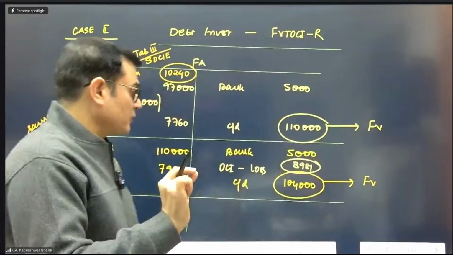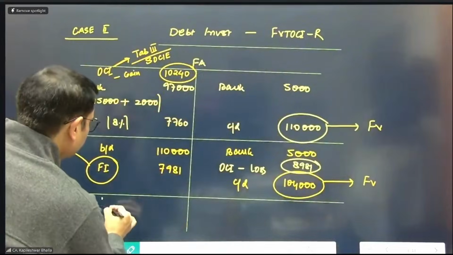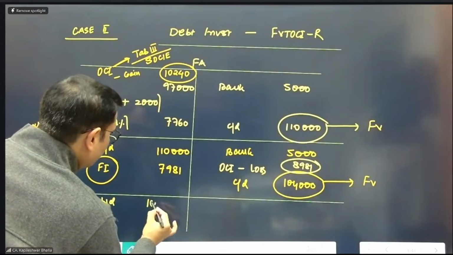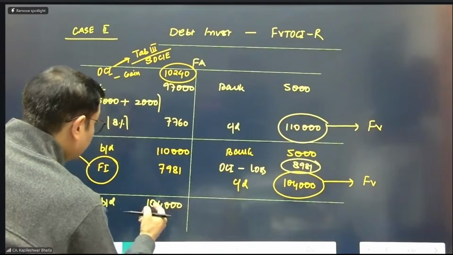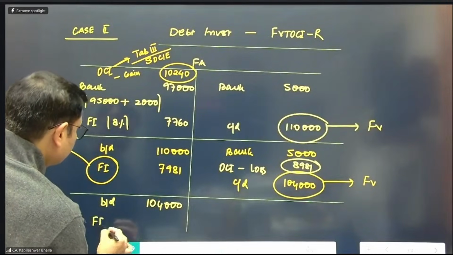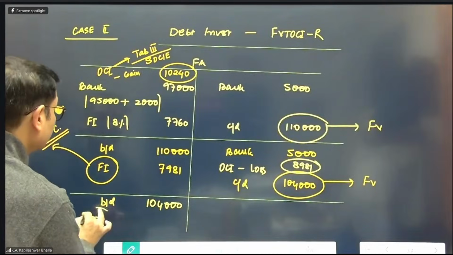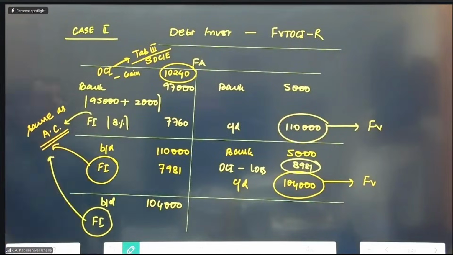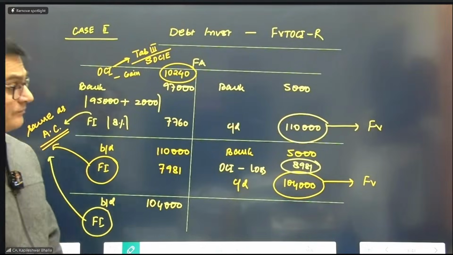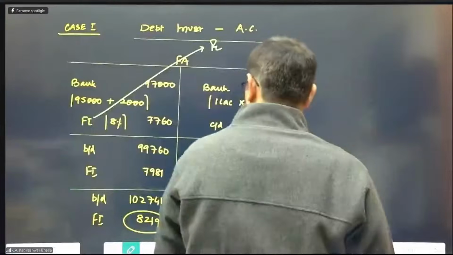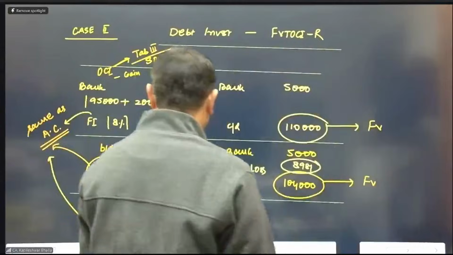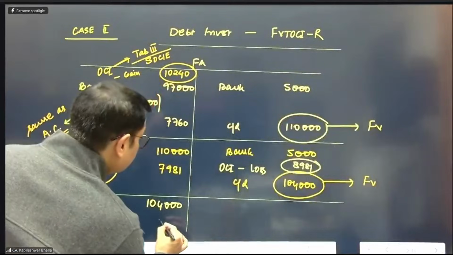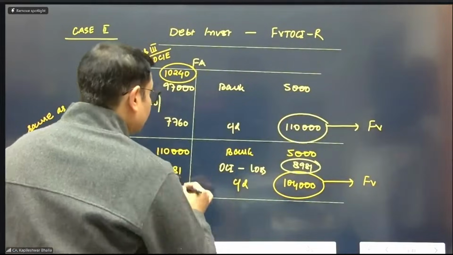Let's go ahead and let's take the balance BD again. This is 1,04,000. Here again, I cannot afford to take the finance income on this money. The finance income again is going to be the same which is taken in the amortized cost ledger. So let's go back. That is 8219. So we capture the finance income 8219.